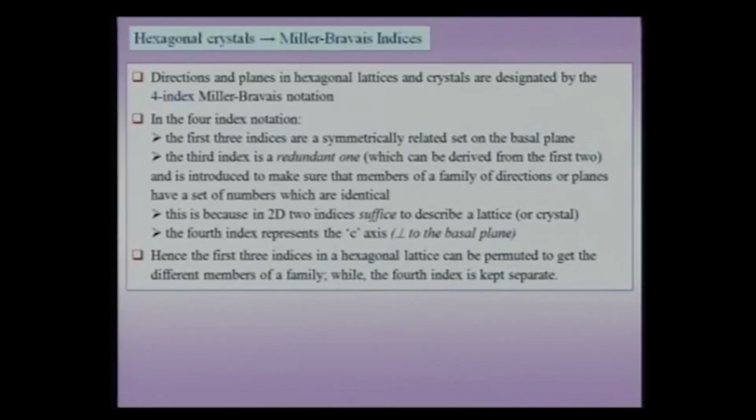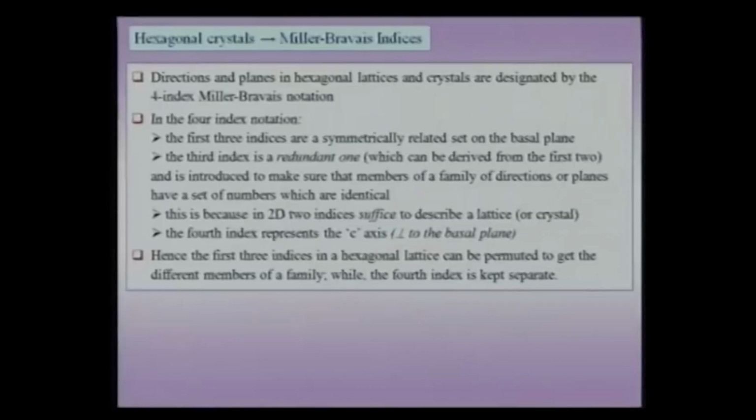Instead, I will take up the next important topic, which is the concept of Miller-Bravais indices, which is specially used for hexagonal lattices and hexagonal crystals. Now, the Miller-Bravais indices are on the same kind of footing as the Miller indices, but have an additional index which has been put in to describe these hexagonal lattices and crystals. So, it is a 4 index notation.